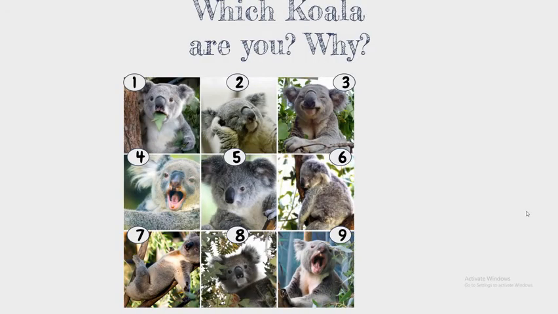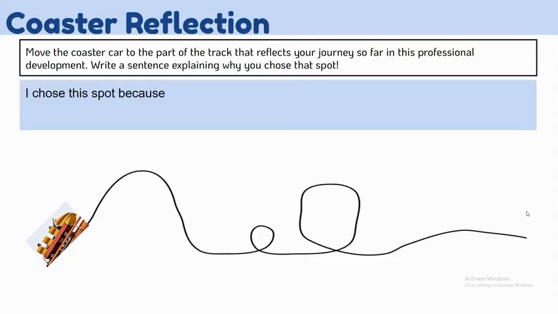This one was a popular thing on the internet a few months back, where they showed you 9 images and said, which koala are you feeling like today and why? So you can have the students reflect similarly here. We also have the roller coaster where they can click and drag the roller coaster to a different spot on the roller coaster track and explain why they chose that spot.